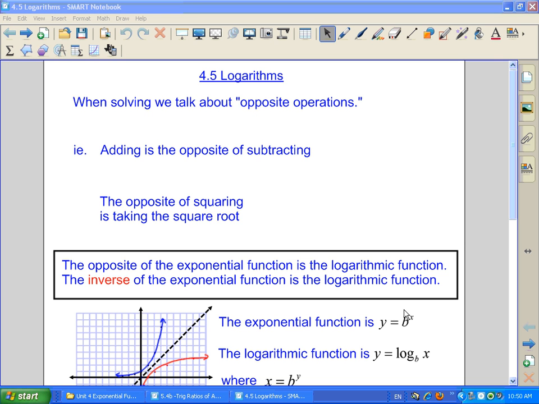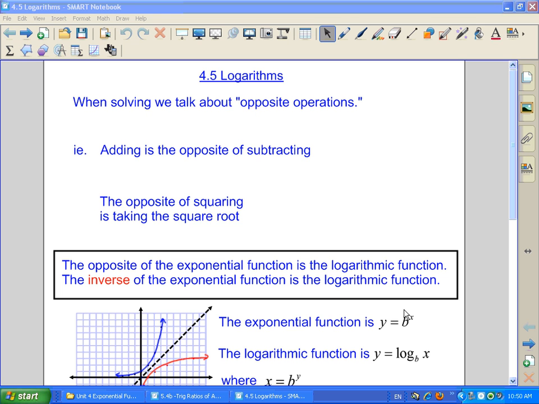Hello class and welcome to lesson 4.5, logarithms. This is one tool that we can use to solve exponential equations if we don't have a graph or if it's uncommon to find bases that are like or common bases.